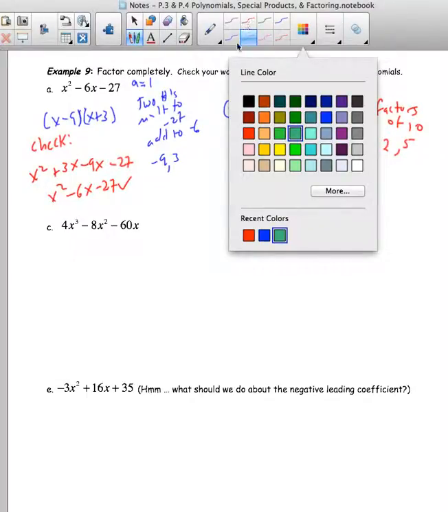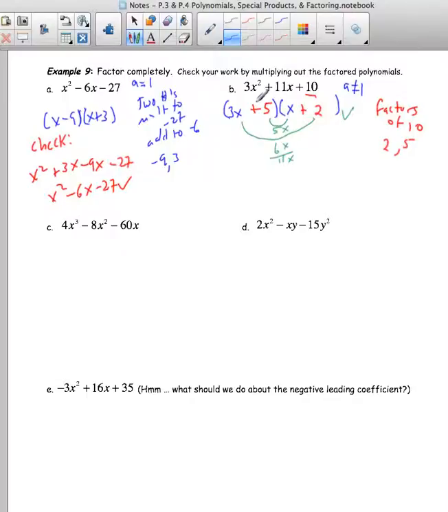For the AC method, we're going to multiply A, which is 3, and C, which is 10. So AC, which is probably how you learned it, is 3 times 10, which is 30. And then I want numbers that multiply to 30 but add to 11. Those are 5 and 6. So I'm going to split the 11x into 2 terms. I get 3x squared plus 6x plus 5x plus 10. It doesn't matter which order you put them in.